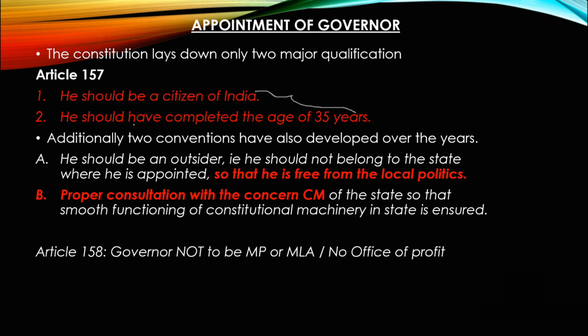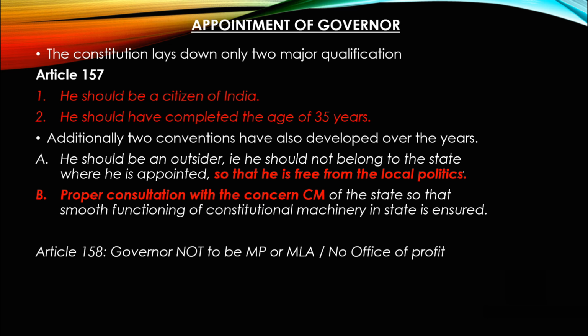Additionally, there are two conventions that have developed over the years. First, he should be an outsider. That is, the governor should not belong to the state where he is appointed or posted, so that he is free from local politics. So in times of danger, in times of crisis, in an emergent situation between the center and state, friction, confrontation, dispute, anything like that, the governor should not be in a position to side with the state or local politics.